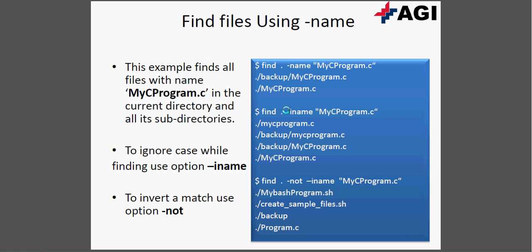And I can do the same thing using a case-ignore option, that is -iname, and it has given me the locations of all the files ignoring the case. And I can also do the inverse, which is to look for all other files except for the file mycprogram.c. So for that I use the option -not.